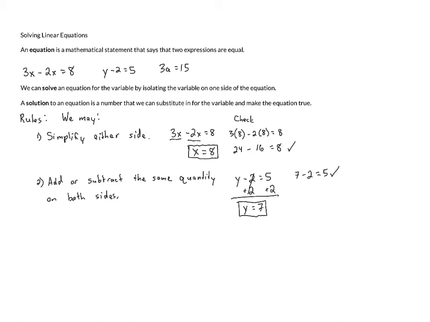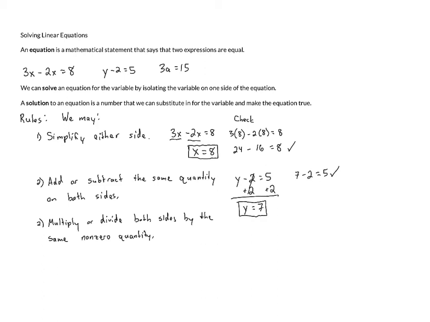All right. We have 2 more properties that we're allowed to do. We can simplify either side, we can add or subtract the same quantity. We can also multiply or divide both sides by the same non-zero quantity.